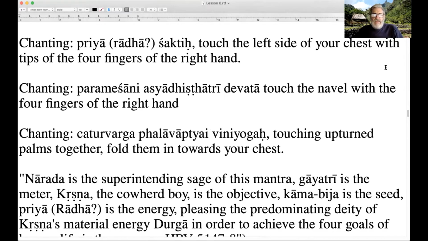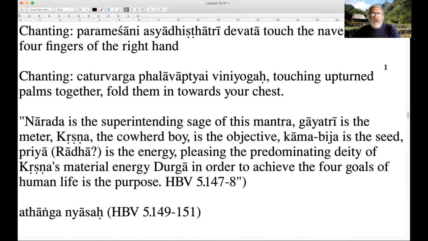So touch the left side of the chest with the forefingers of the right hand, and then Parameshani Asyadistatri Devata. Touch the navel with the forefingers of the right hand, and then we have Chatuvarga Phala Vyaptyai Vidyogaha, turning the palms together, touching the palms together, and then folding them towards the chest either once or three times for the Vidyogaha, right?